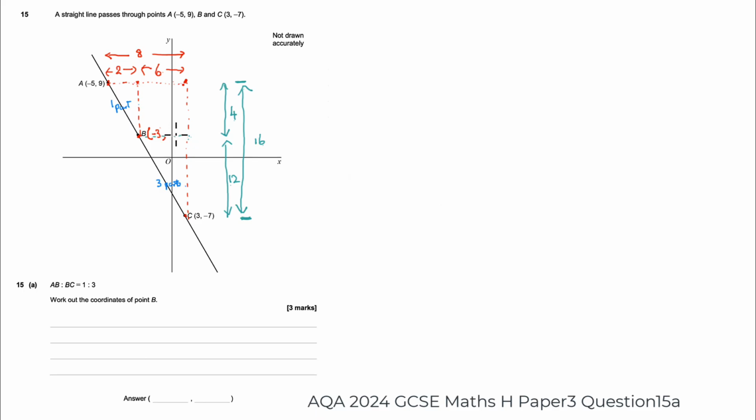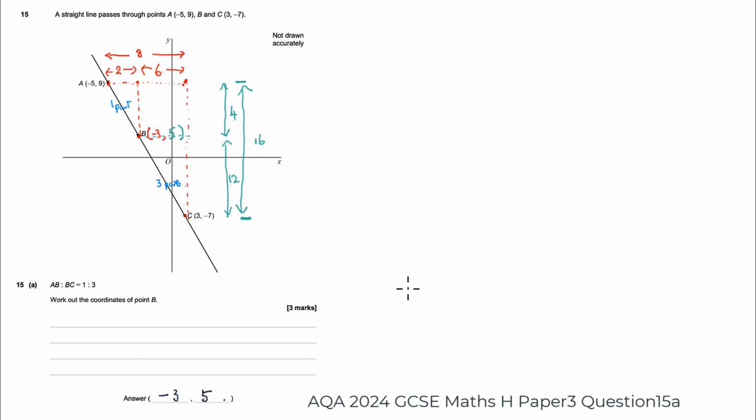So that will allow us now to work out the y-coordinate of B. Let's do it from A. If we're at a height of 9 and we go down 4, we'll be at a height of 5. So the y-coordinate of B is 5. So we've finally got the coordinates of B. It's -3, 5.